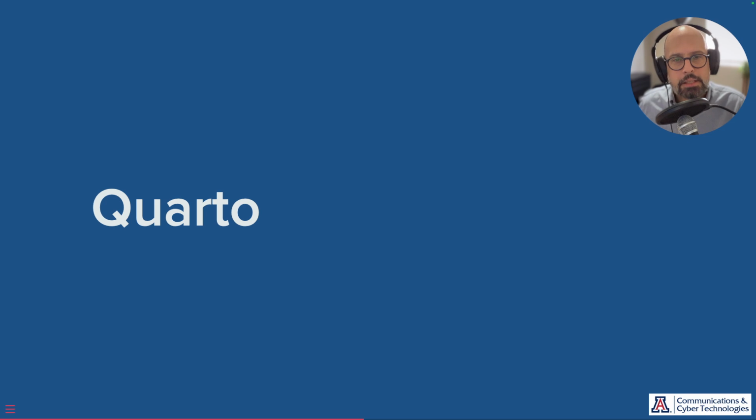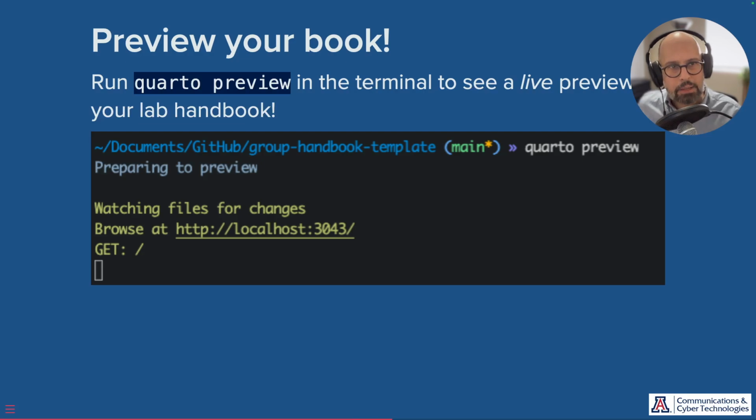Cool. So at this point, hopefully you've all gotten your own copy of the Lab Handbook on GitHub, and you've got it connected up to RStudio. You're able to make changes in RStudio and push those to GitHub and see them there. The next thing we're going to do is learn a little bit about Quarto. But first, let's take a look at your book. Let's get a preview of it.